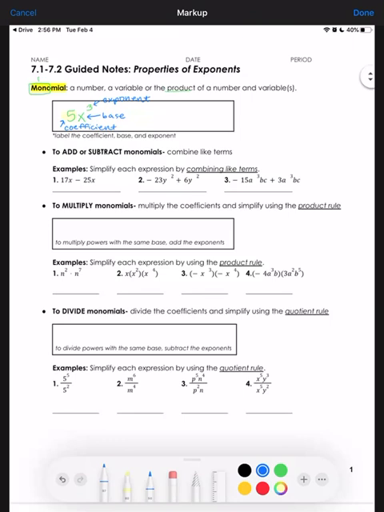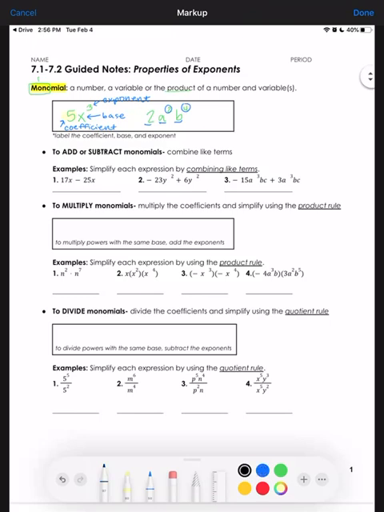Now, in a monomial, you could have multiple bases, multiple exponents. So another example of a monomial would be 2a squared b to the fourth. This is also a monomial because everything is being multiplied together. And once again, we have our coefficient right here. We have the base of a squared and then b to the fourth, and then these are the exponents on those bases.